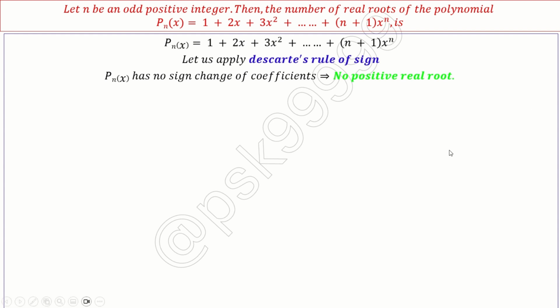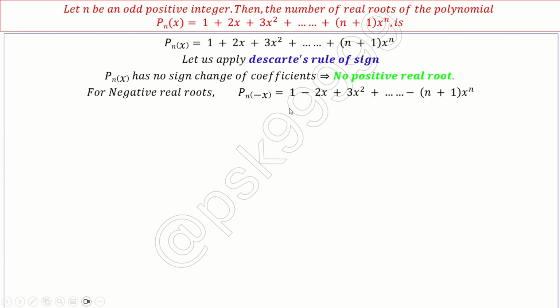So definitely no positive real roots for this equation, because if you take any positive value of x, this will never be 0. Any positive value of x you take, this will never be 0. So there will not be any positive real roots. That's straightforward. Now let's check for the negative real roots what happens.